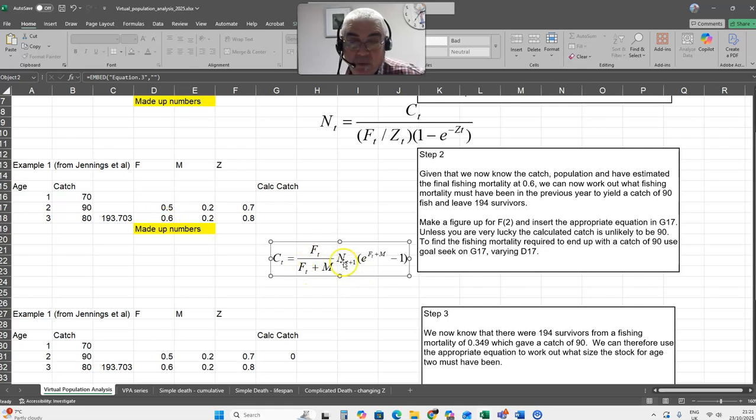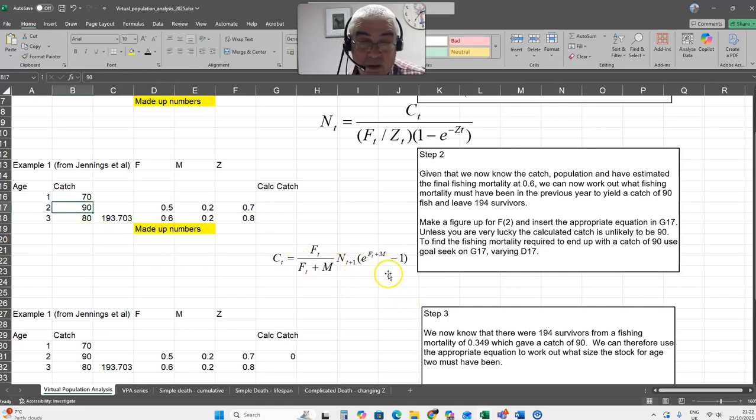And we know what the number of fish is in the population next year. N t plus 1 is the population next year, so that's there. We know what the catch is this year. And so what we're going to do is, because we know what the catch is, plug in values to this equation.